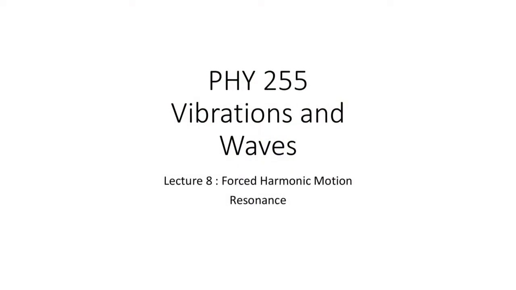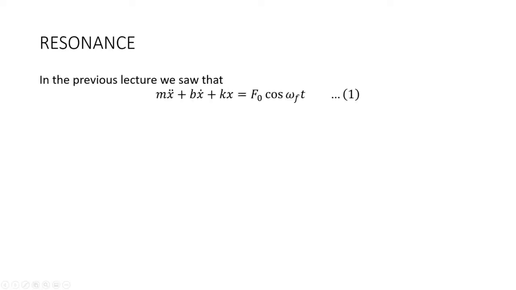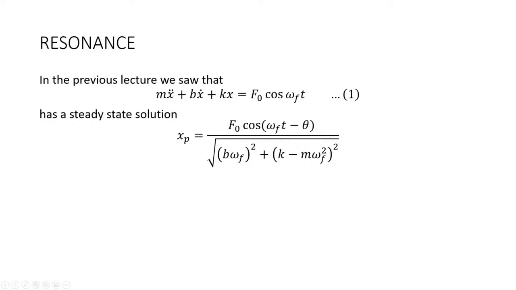Lecture 8. In this concluding lecture on forced harmonic motion, we will investigate the resonance phenomenon. As we saw in the previous lecture, for systems that can be described by this kind of differential equation, where there's an external harmonic force with force amplitude f0 being applied at an angular frequency of omega f, we can find a steady state solution which describes, in quotation marks, the long-term behavior of the system.